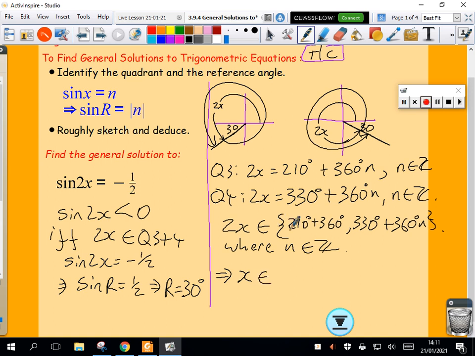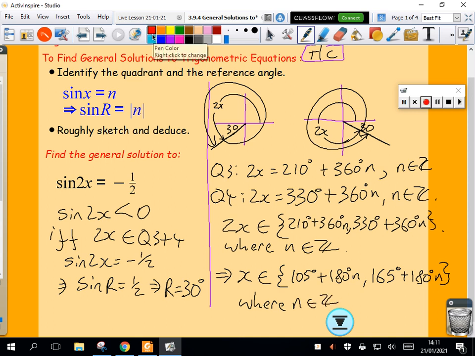So if 2x is 210 plus 360n, well, dividing that by 2, x would have to be 105 degrees plus half of 360, well, that's 180 degrees times n. And halving this one, 330 degrees, well, that's going to be 165 degrees plus 180 degrees times n. Okay? And that's how we solve it, where n, of course, is an integer.